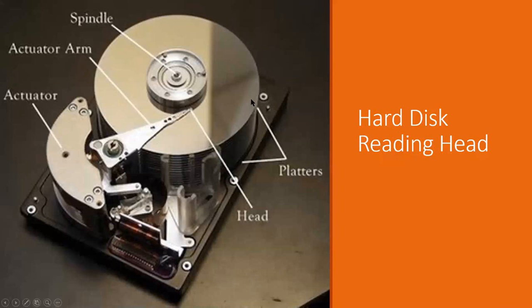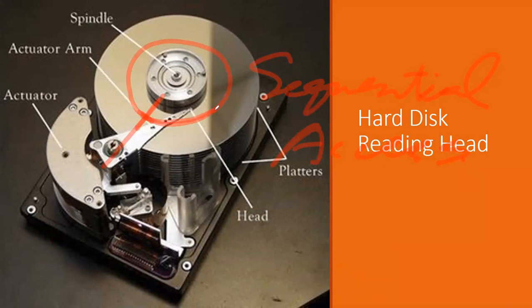So right here is the hard disk reading head. The hard disk reading head and tape are actually called sequential access devices. What is sequential? That means they have a reading head trying to find a certain sector and read some data, but it doesn't go around to search for it. It should read the data location right at the reading head.